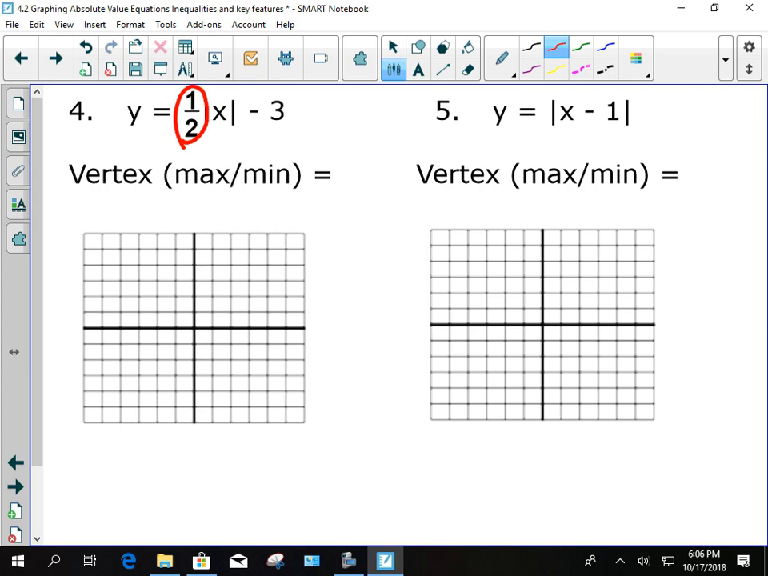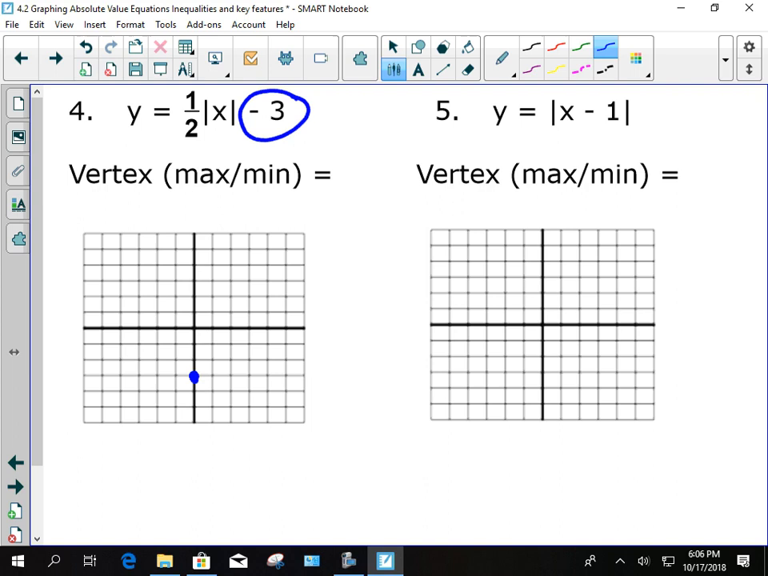So let's look at this. Is there anything with my x? Well, the answer is no. There's nothing inside of my x, so I don't move right or left. I do have a number outside of my x. That's going to move me down 3. So my vertex is now at 0, negative 3.